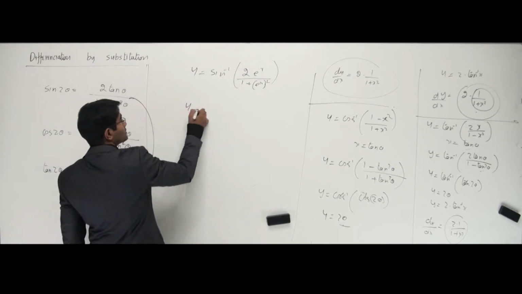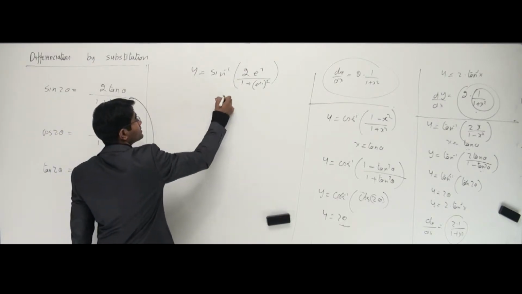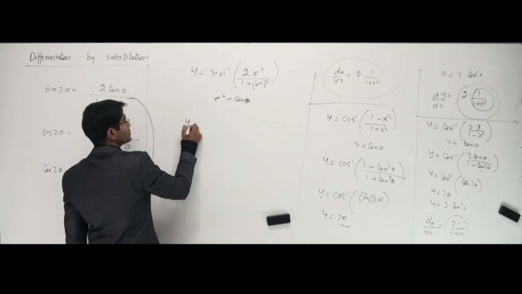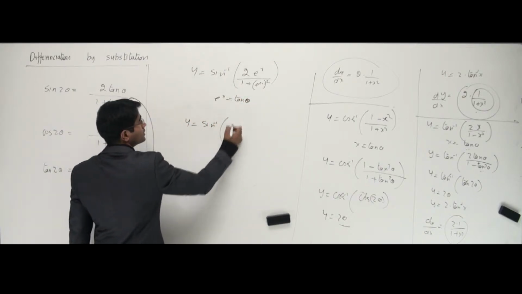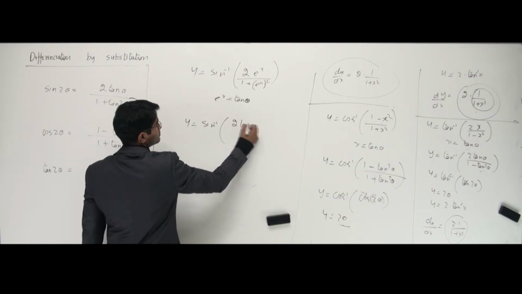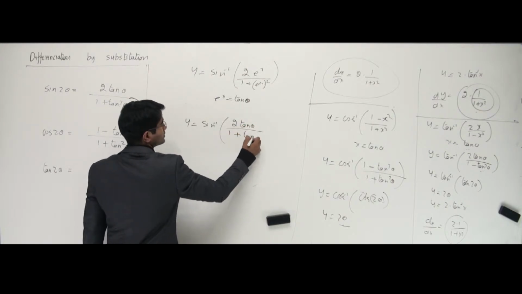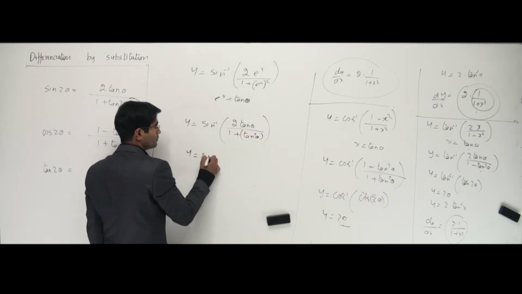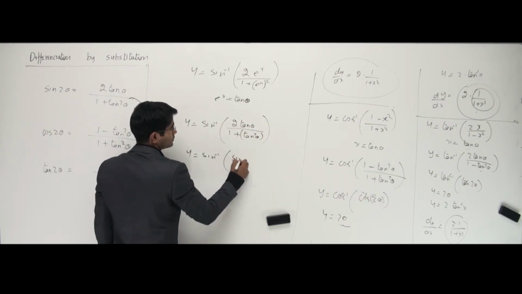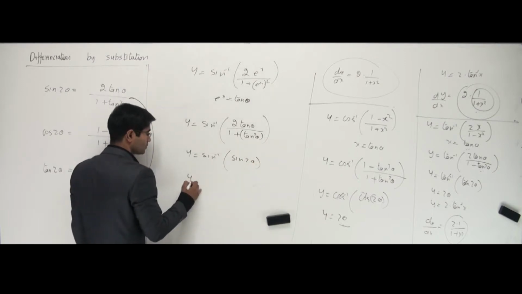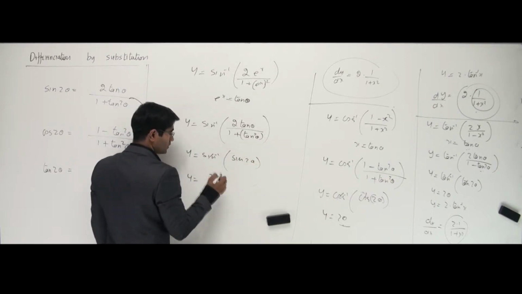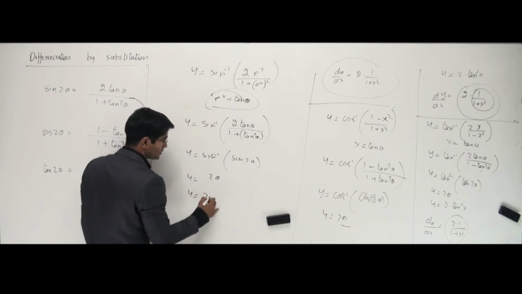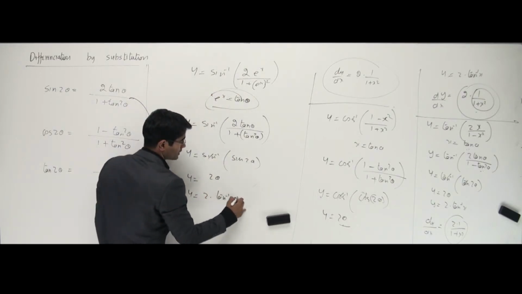I can just substitute e power x as tan theta and convert my whole problem like the first one, that is y is equal to sine inverse of 2 tan theta by 1 plus tan squared theta, and my question will become y is equal to sine inverse of sine 2 theta. And what happens? Y is equal to 2 theta. Then who's theta? Theta from here. Put tan here. So y is equal to 2 times tan inverse of e power x.